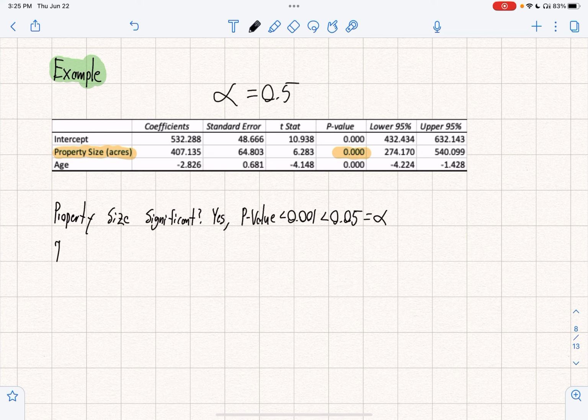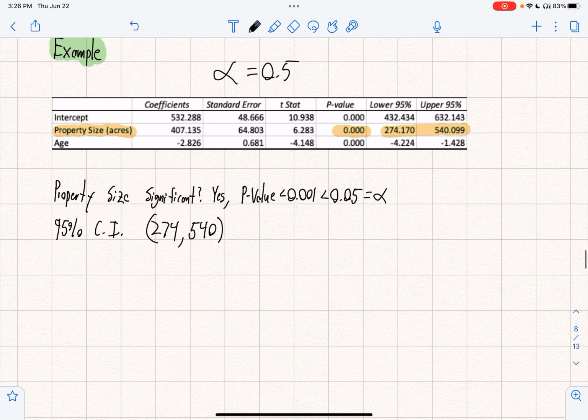And then let's give it a 95% confidence interval, which would be from here to here. So that would be 274 to 540. So we're 95% confident that the true slope coefficient for property size and property value is 274 to 540. And notice that 0 is not in the interval, so 0 is not a plausible value for the slope coefficient. And so we would say, yes, it is significant.